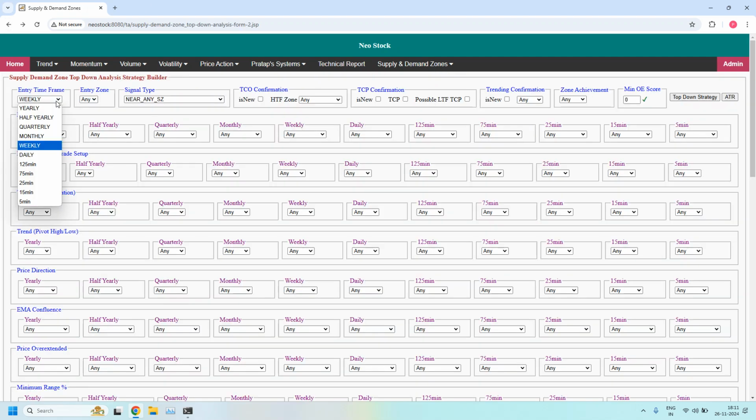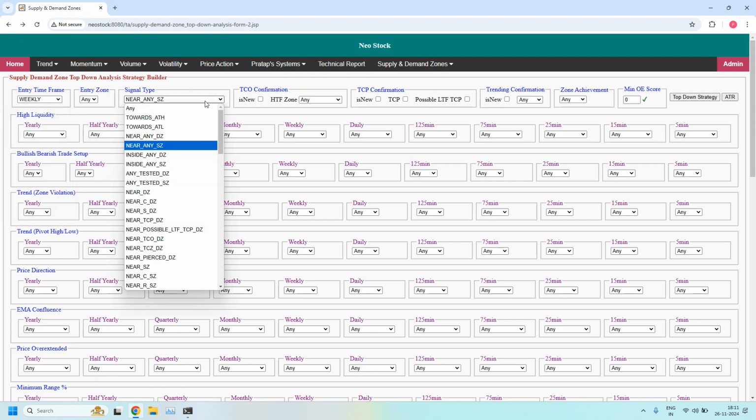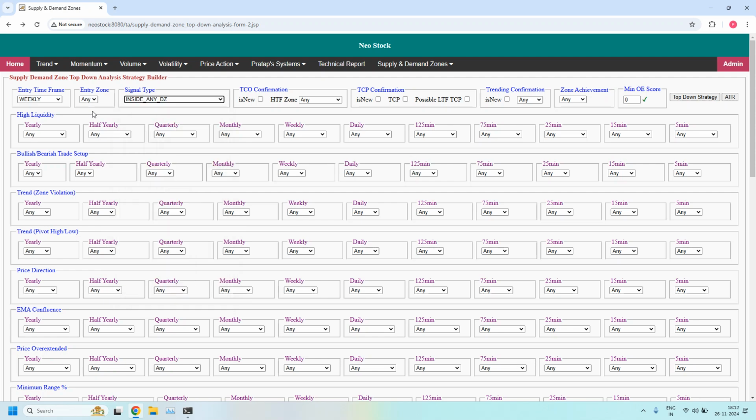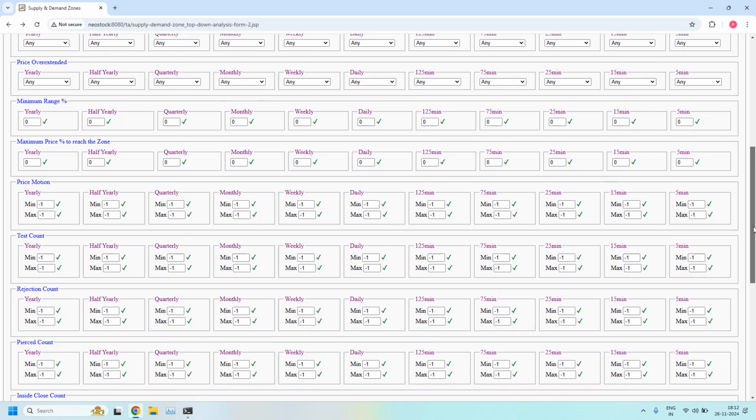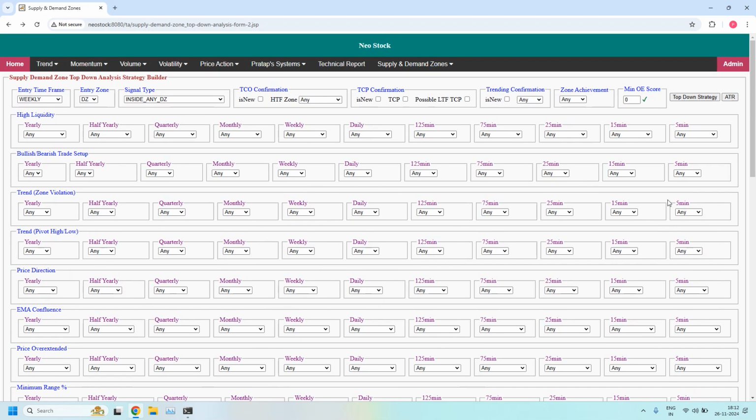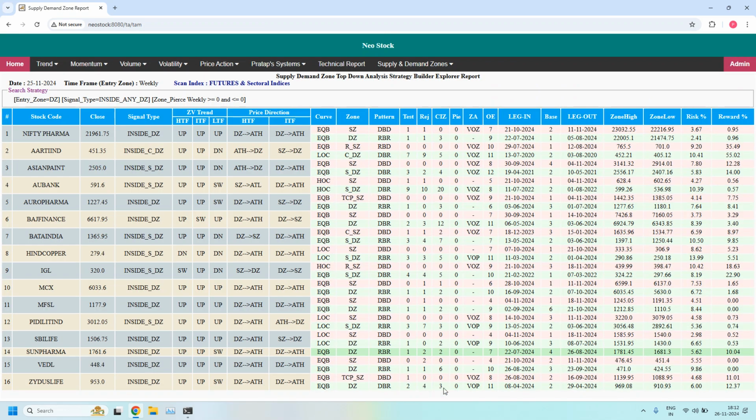Next, weekly time frame. Stocks where price closed inside weekly demand zone, and these weekly demand zones should not be pierced. So in the pierced count, weekly time frame, minimum value 0, maximum value 0. That means weekly zone is not pierced. We got 16 stocks. Currently price closed in these 16 weekly demand zones. A few of these demand zones are high liquidity demand zones.